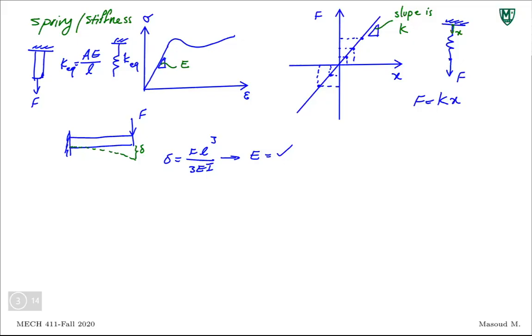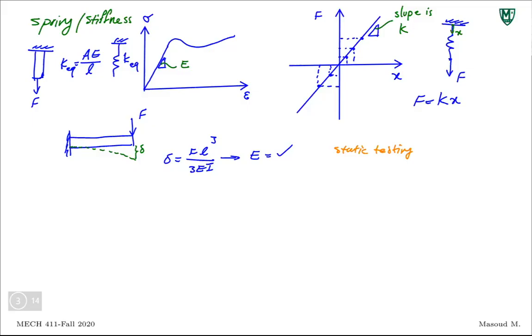Now you can even do dynamic testing. This is static testing: you apply a force and measure how much it deflects. You can also do dynamic testing. What do I mean by dynamic testing? Well, give it some initial velocity or initial position and let it go, and it starts oscillating. Your cantilever beam starts oscillating. I have a ruler here. If I have a cantilever beam and I give it some initial displacement, it starts oscillating.